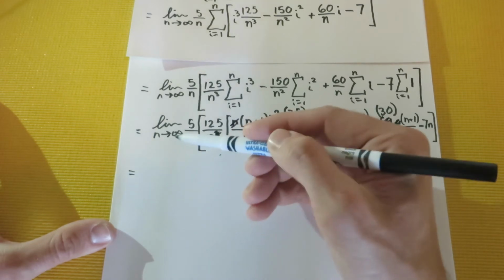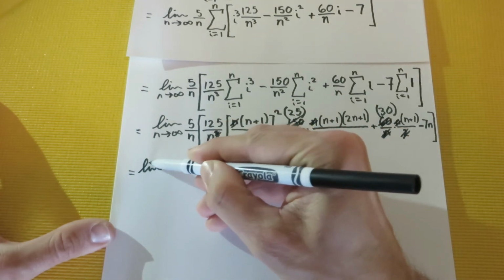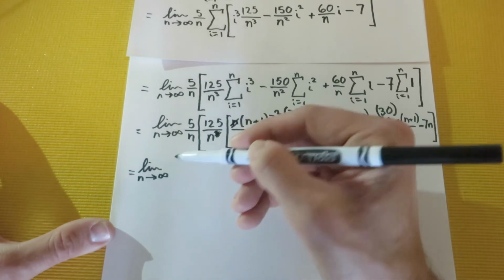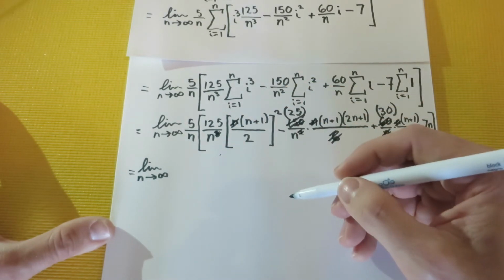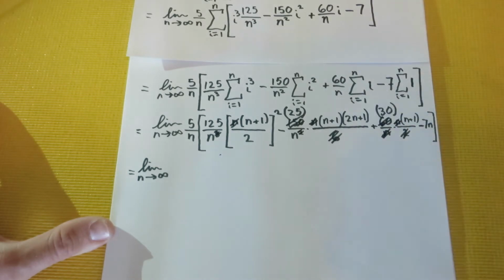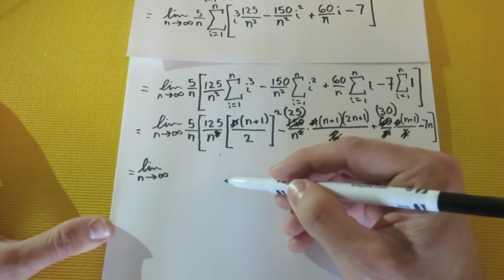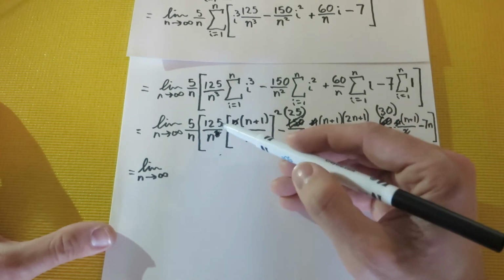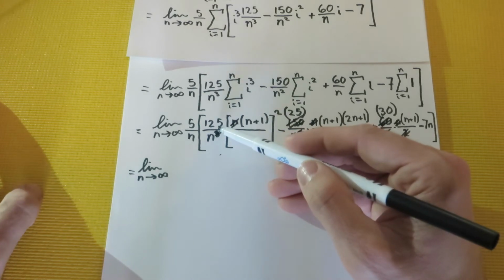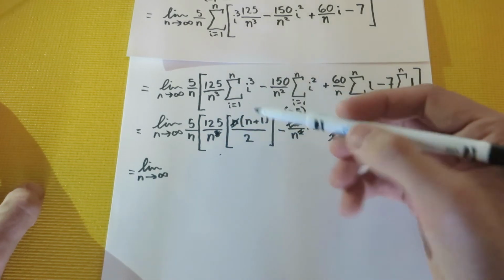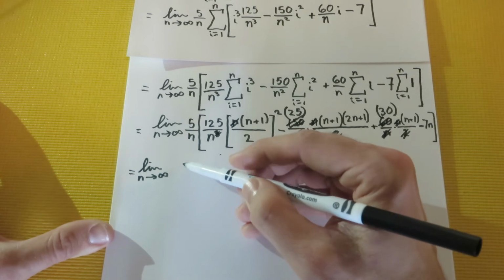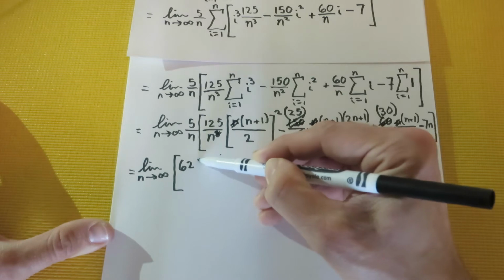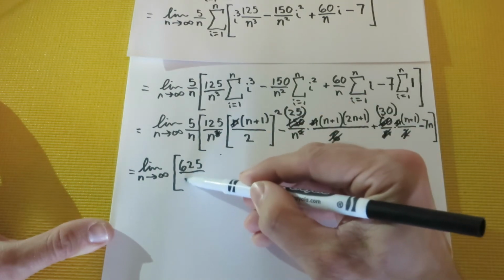This equals the limit, I'll try to bring it over to the left a little bit more so we don't run out of room again, as n approaches infinity of... Okay, now let's distribute our 5 over n here. So when we distribute our 5 over n here, we get 625, we get 625 over n squared.